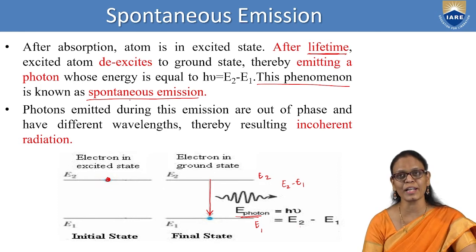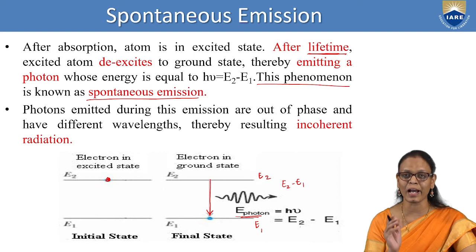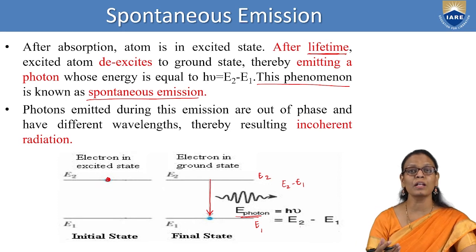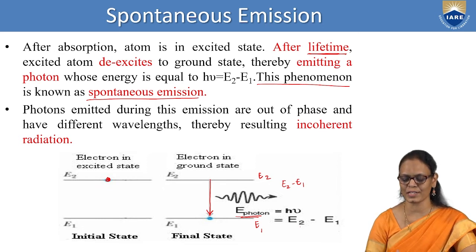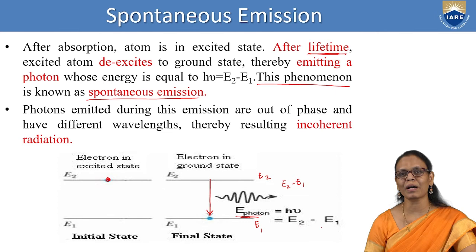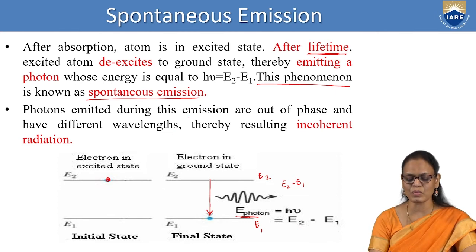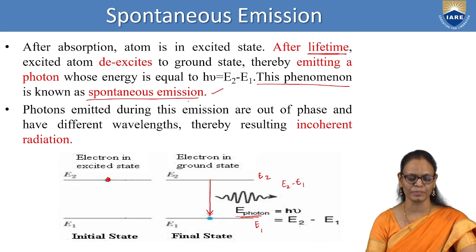Why we are calling it spontaneous emission is, spontaneous means on its own, without supplying any energy. Once the lifetime is over, meaning the time for which it is meant to be there in the excited state, it will automatically, on its own or spontaneously, come down to the ground state or to the lower energy state. And because it is at a higher level, when it comes to the lower level, it will emit the difference in energy in the form of a photon, and that energy is given by E2 minus E1. And this process we are calling spontaneous emission.